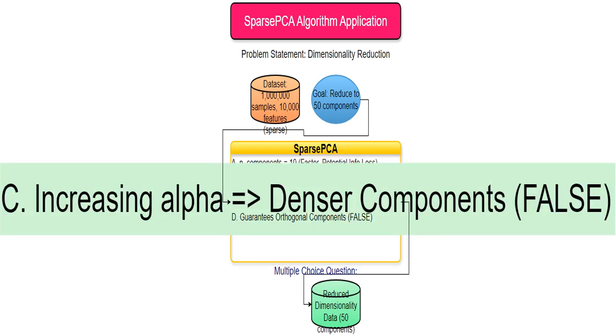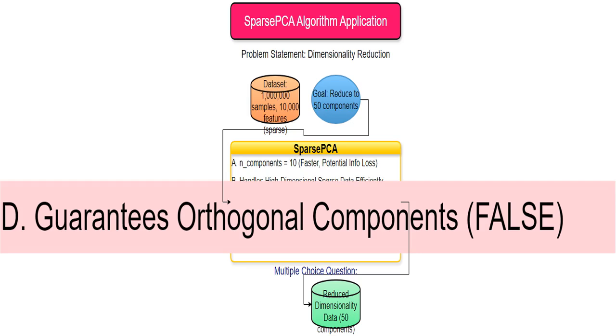Increasing the alpha parameter in SparsePCA actually makes the resulting components sparser, not denser. Alpha controls how many zeros are in the final components. Unlike regular PCA, SparsePCA doesn't guarantee that the resulting components will be perfectly orthogonal, meaning completely independent of each other. It prioritizes sparsity over strict orthogonality.